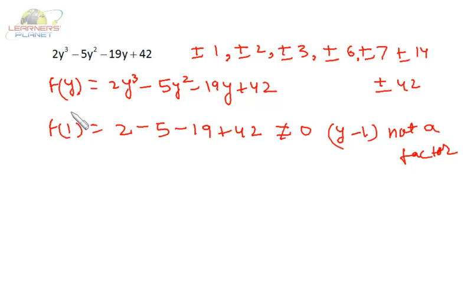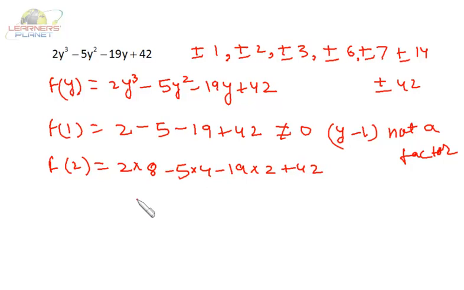Now I put y as 2. So let's calculate f of 2. So it's 2 into y cube will be 8, minus 5 into y square is 4, minus 19 into 2 plus 42. So it's 16 minus 20 minus 38 plus 42. Okay, so 42 plus 16 is 58 and it is minus 58. So we are getting 0. That means if we put y is equal to 2, we are getting 0. That means y minus 2 is a factor.